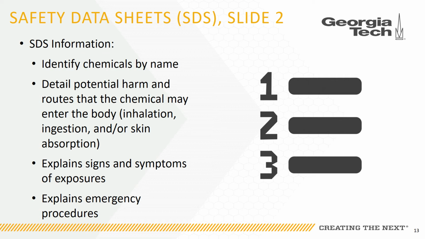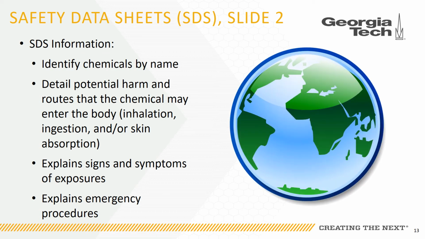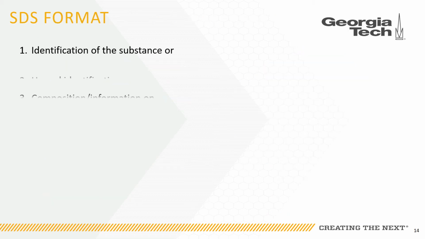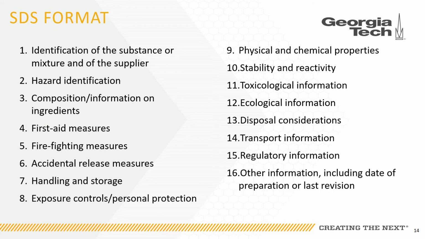This approach is used by companies worldwide to keep consistency for everyone, no matter where the chemical is produced or what country it is used in, and this is called a globally harmonized system, or GHS. There are 16 required sections to an SDS. These sections will always be in the same order and are used to quickly find the information you are looking for about a specific chemical.